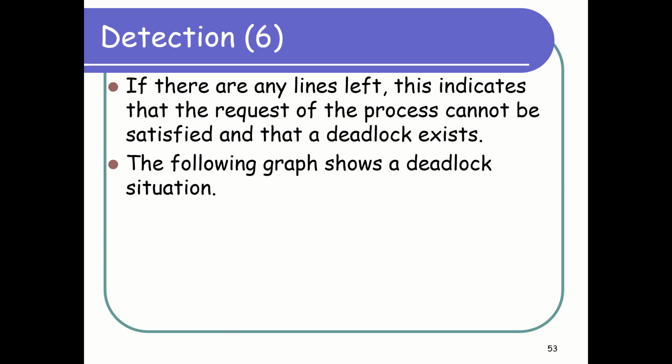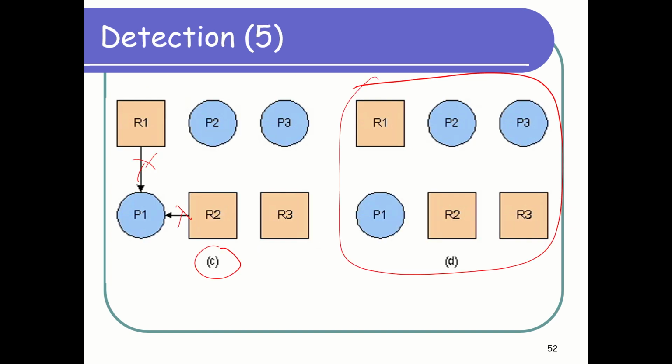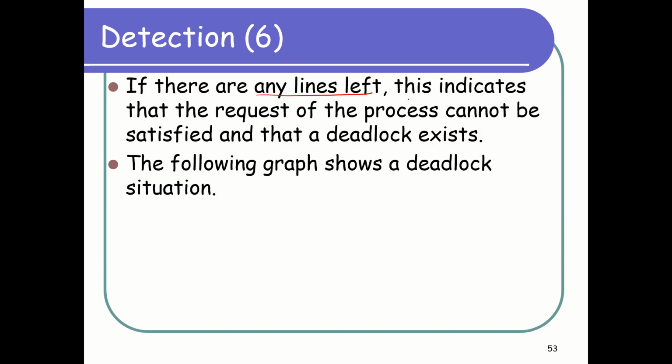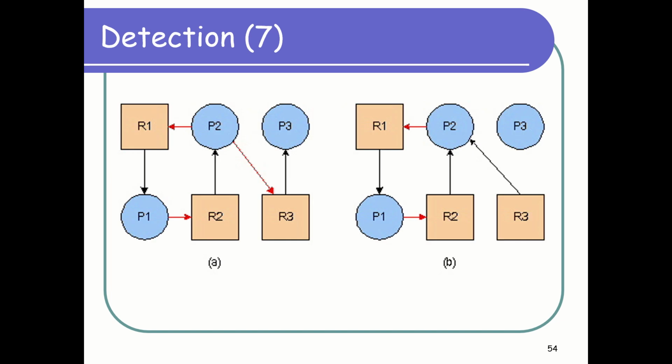If there are any lines left, this indicates that the request of the processes cannot be satisfied and that a deadlock exists. If all the lines are removed, the deadlock will not occur. But if any lines are left, a deadlock exists. The following graph shows a deadlock situation.